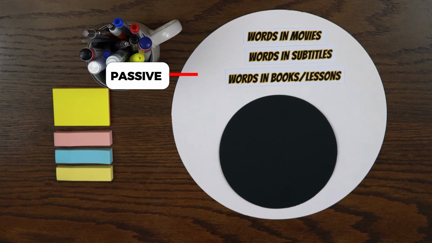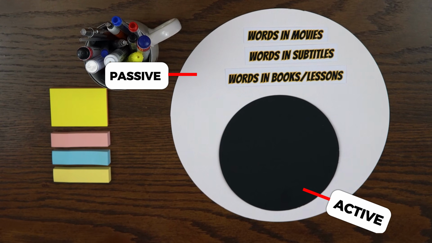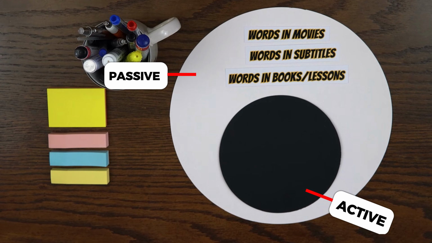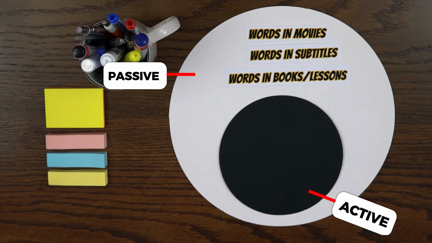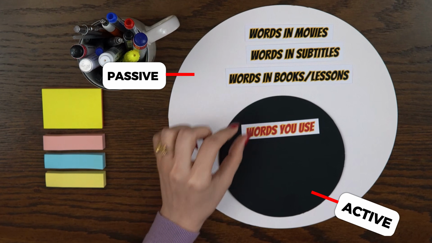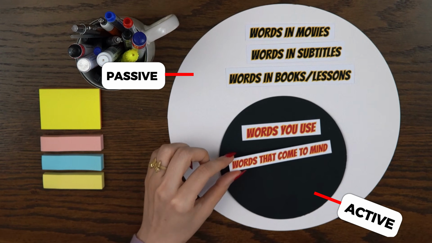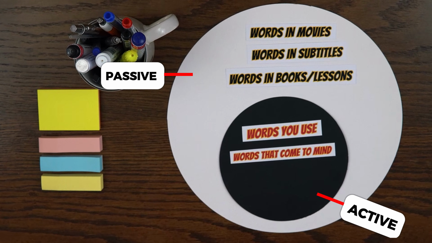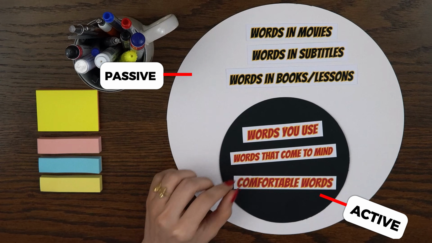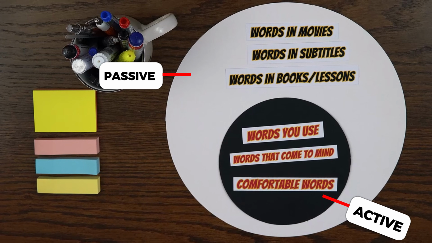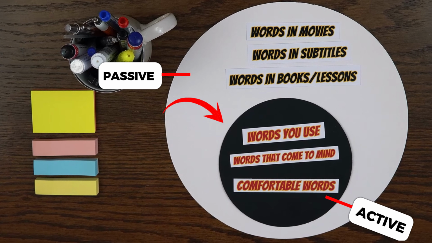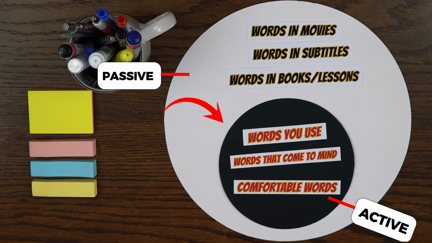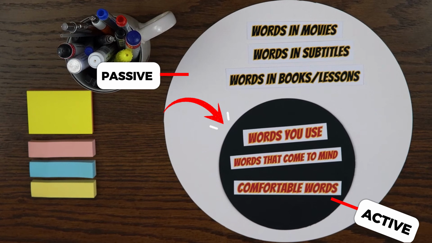Now, inside this big circle, there's this small circle. This small circle is your active vocabulary. These are the words you can use when you speak, the words that come to your mind quickly, the words you feel comfortable with. No matter how big your big circle is, you will always use words that are here, in the small circle, words that are active.